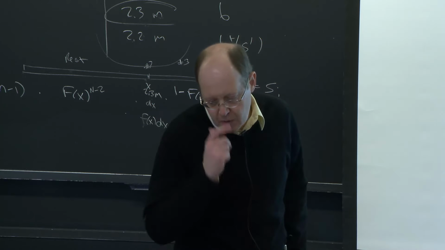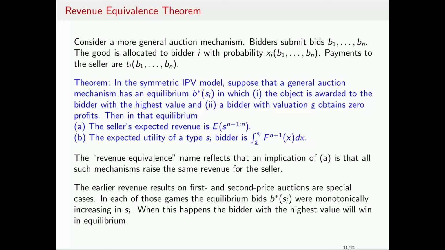Okay. So anyway, the revenue equivalence theorem, and I'm going to go through this quickly. Consider a more general auction mechanism. Imagine you had any game where the bidders just submit bids B1 through BN. The good is allocated to bidders with some probability that depends on what all the bids are, and the payments are some function of what all the bids are. So the first price sealed bid auction would fit this: you give it with probability one to the person with the highest bid and they pay their bid. The second price auction is, again, you give it to the person who had the highest bid, but they pay the second highest of these numbers. But it's a general class of auction mechanisms.